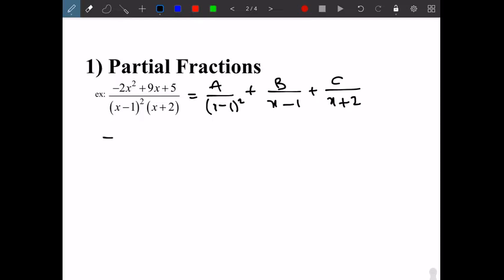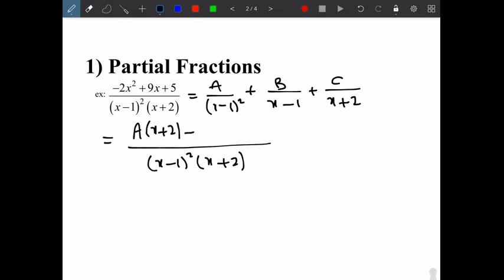So again, the same method we've used in the previous example. We start by reducing to the same denominator, which is (x minus 1) all squared into (x plus 2). That's the least common denominator. So a would end up being multiplied by (x plus 2), b by (x minus 1) and (x plus 2), and c by (x minus 1) all squared.